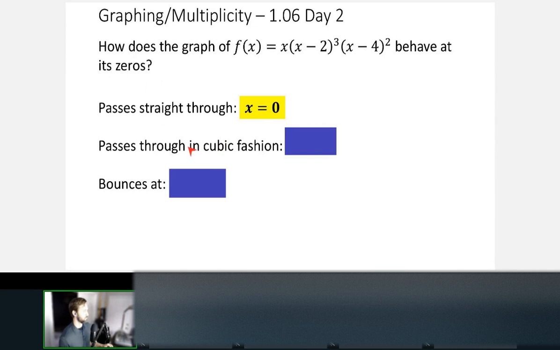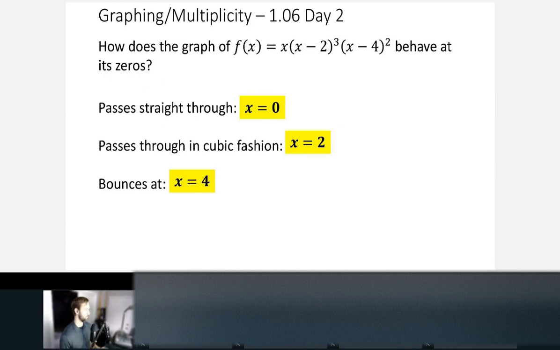What about the one that passes through in a cubic fashion? What about that one? X equals 2. That's correct. And then the bouncing one, x equals 4. Yeah, pretty easy. Bounces because it's even. Passes through in a cubic because it's odd, and then just passes straight through in a straight line just because it's x to the first power.